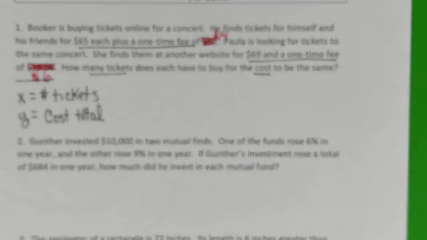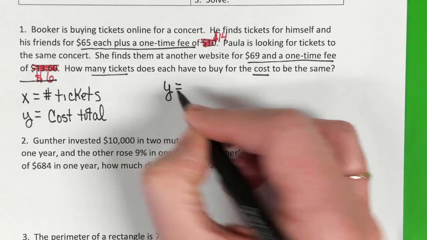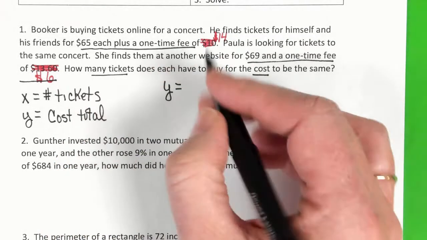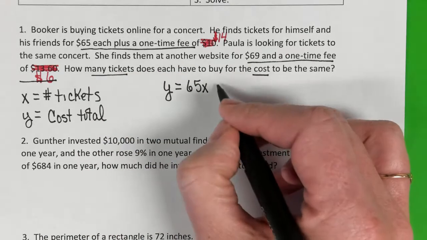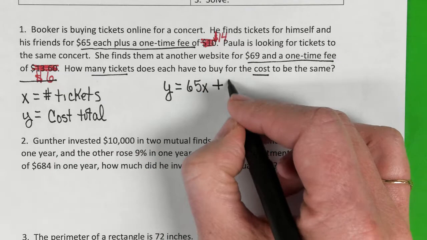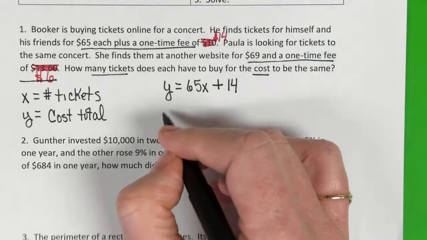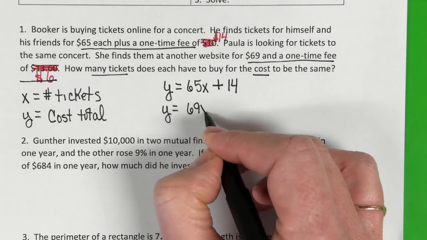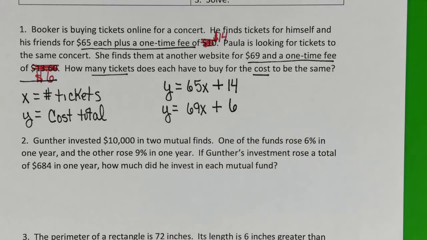Okay? So let's look at Booker, and let's write an equation for Booker. So Booker's cost, Y, is going to be equal to 65 for each ticket, 65x, plus that one-time fee of $14. There's Booker. And then Paula, her total cost, it was $69 for each ticket, and plus that one-time fee of $6. So as simple as that. That's it. There's your system.